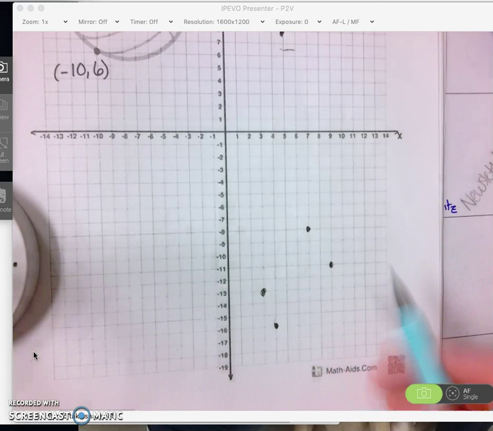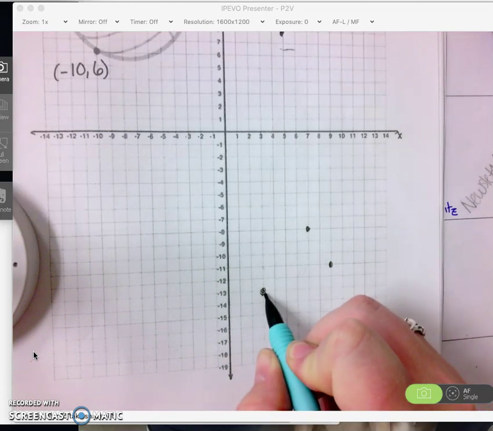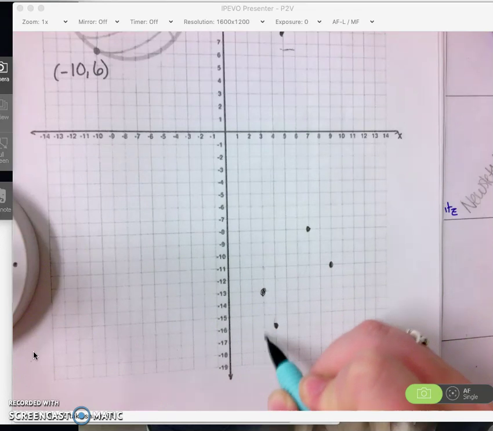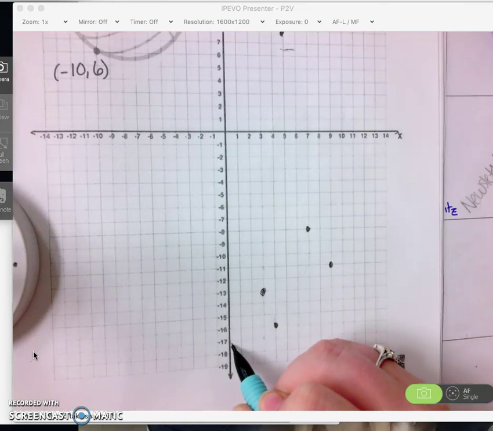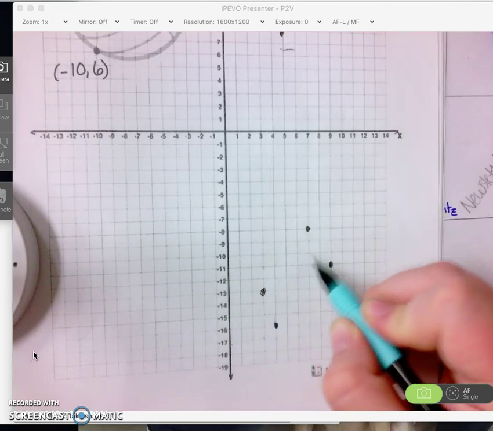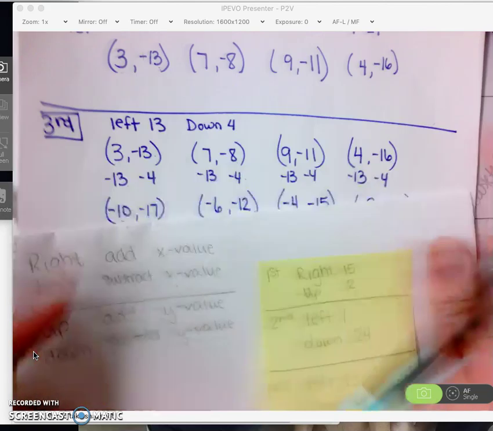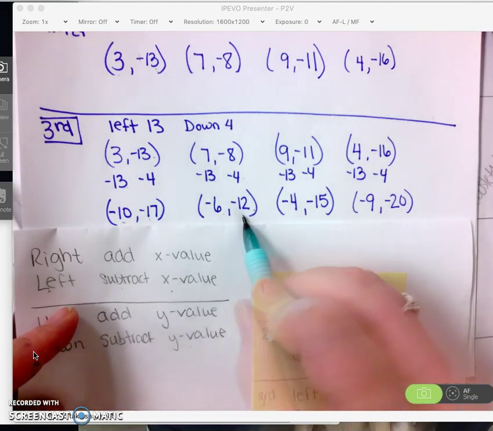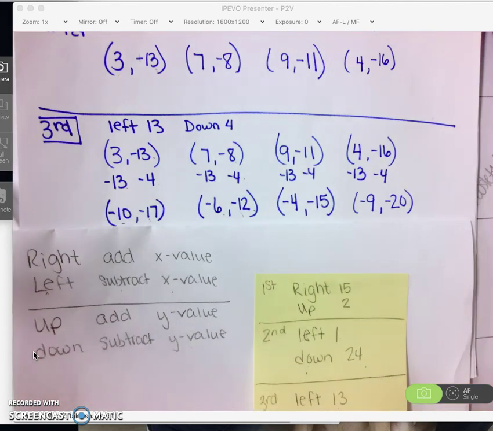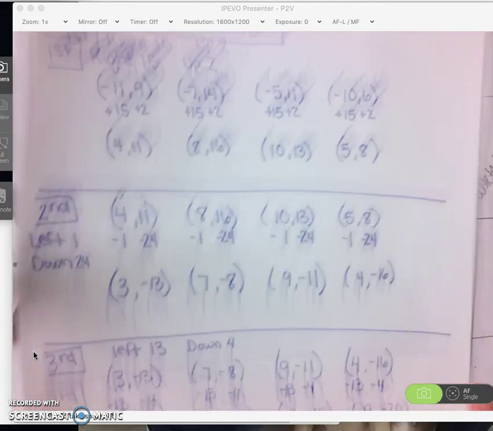And what I would do with these, to check, make sure that we're good with our negatives. If I have a negative 8 and I'm going down 4, well, I'm going to go 1, 2, 3, 4. Now I'm at negative 12, which would be our negative 12 point here. So check your math on your graph. Okay, that's the translation. And the next video should be up.